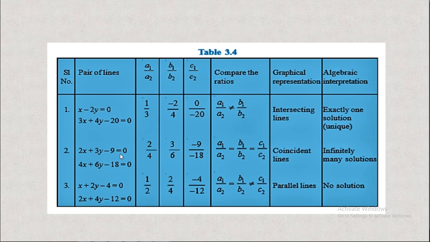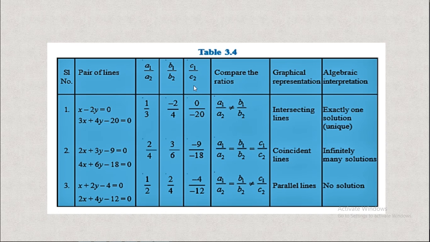2x plus 3y minus 9 equal to 0, and 4x plus 6y minus 18 equal to 0. And a1 is the coefficient of x in the first linear equation, that is 2 here, and a2 is the coefficient of x in the second linear equation, that is 4 here. So we get the ratio 2 by 4 here. And next we can see b1 by b2. b1 is the coefficient of y in the first linear equation, that is 3 here, and b2 is the coefficient of y in the second linear equation, that is 6 here. And we got the ratio as 3 by 6.